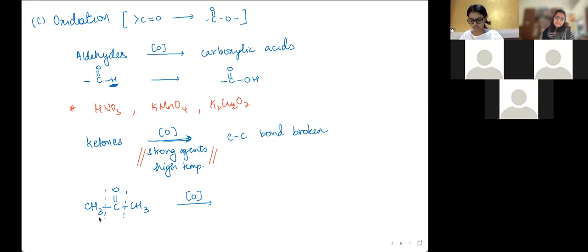But if I take a slightly bigger ketone, let's say I take R CH2 C double bond O R' CH2, where R is here. So I may get RCOOH, if the bond broke here. It depends on where the C double bond O goes. Then this gets oxidized. Then this also gets oxidized. You get R' CH2 COOH.